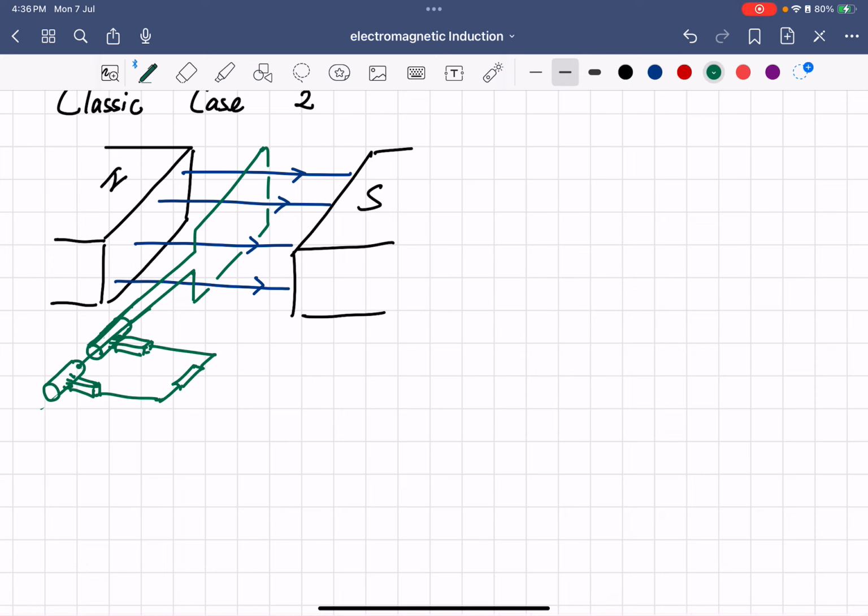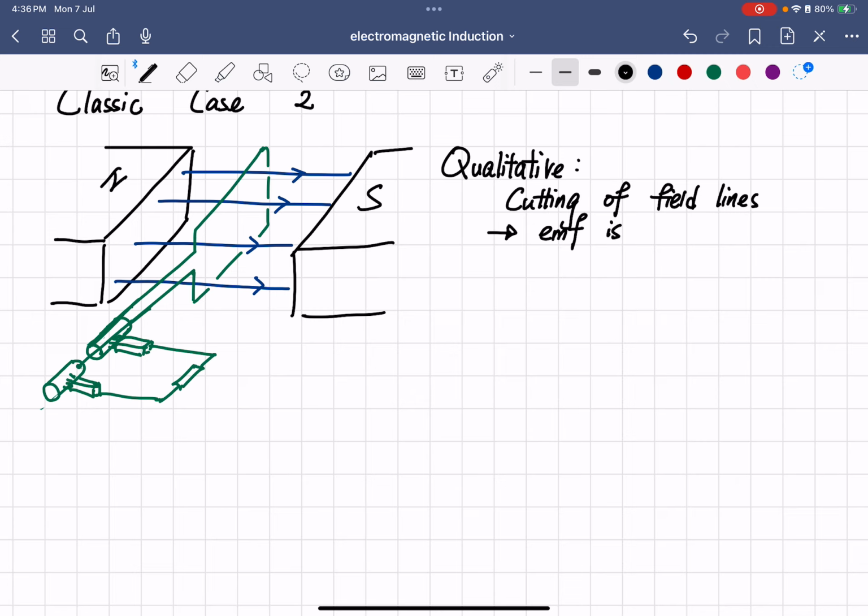Well, first of all, to recap what we have learned, just understand this question qualitatively first without doing any calculation. So qualitatively, we know that there will be a cutting of magnetic field lines. Therefore, there must be EMF induced. So now what we want to ask is, can we write down an expression for the EMF induced in this case? Well, then we need to do a quantitative analysis here.